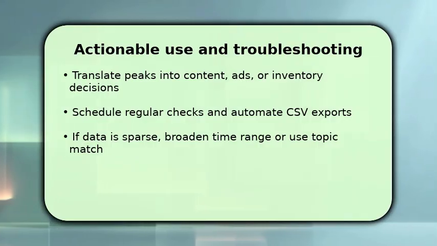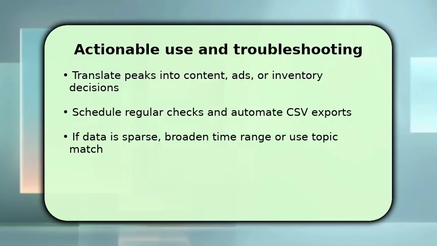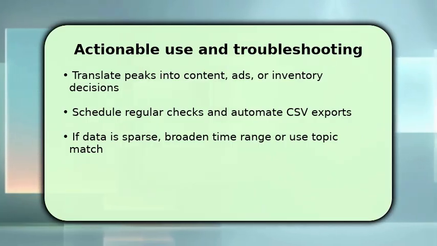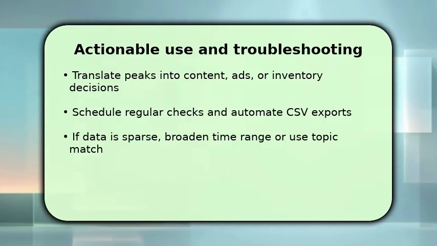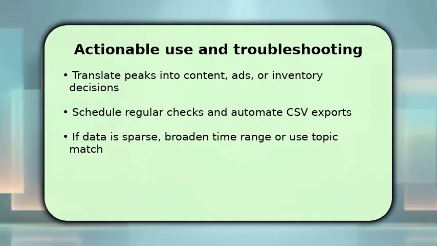Schedule regular checks and automate CSV exports to track momentum over time. If you need statistical rigor, combine trends data with internal metrics and run correlations. If results look sparse, broaden the time range or switch from exact keywords to topic matches so you capture more signal. One troubleshooting tip: when traffic is low, expand geography or use related rising queries to find usable patterns.